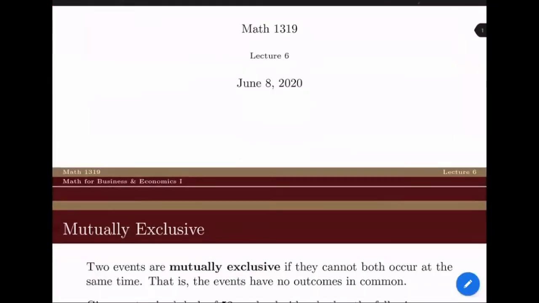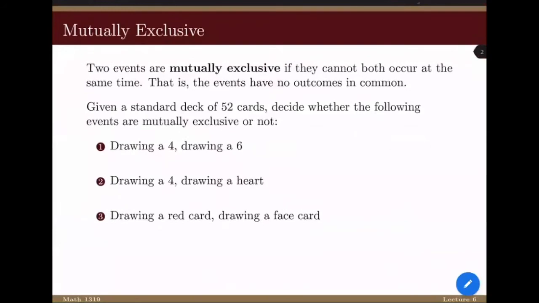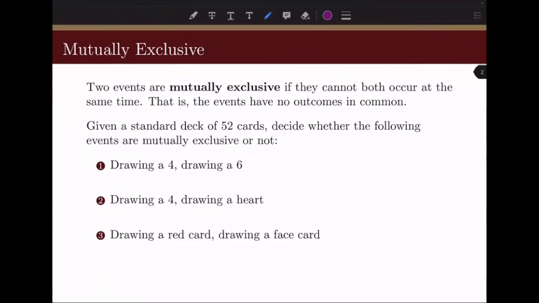Let's jump in. First we're going to talk about mutually exclusive events. Two events are mutually exclusive if they cannot both occur at the same time. That is, the events have no outcomes in common. As an example, given a standard deck of 52 cards, decide whether or not the following are mutually exclusive.